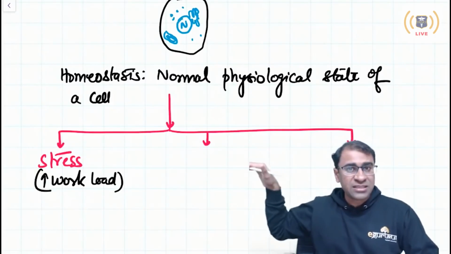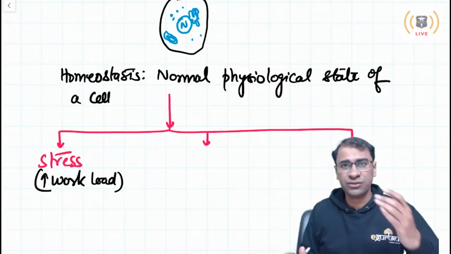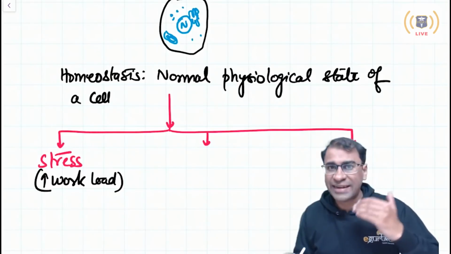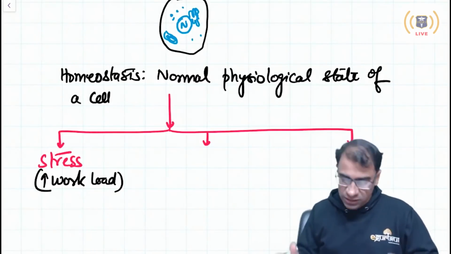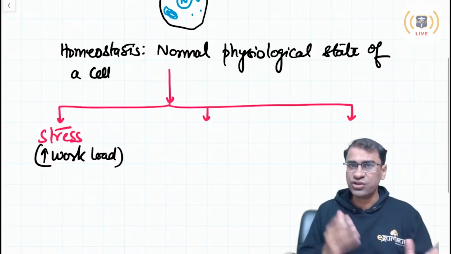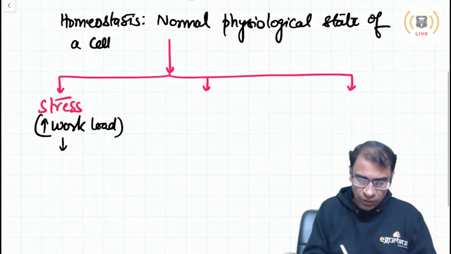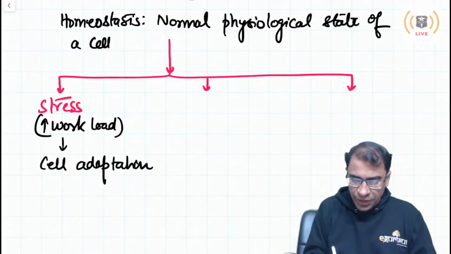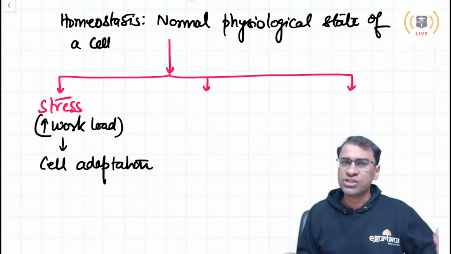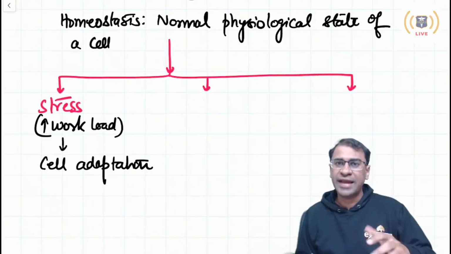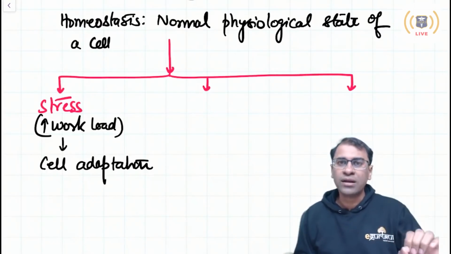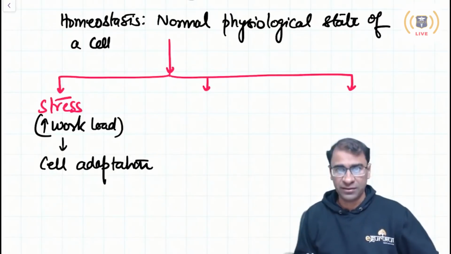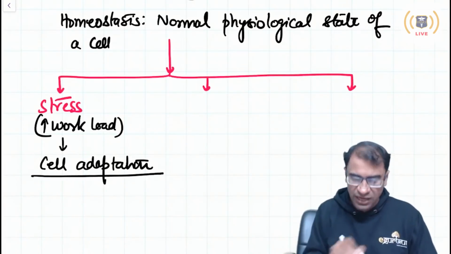Similarly, that MBA exam is a stress for you, and so you adapt to that MBA exam. You study more. Similarly, when a cell has a stress, an increase in workload, the cell undergoes cell adaptation. So adaptation is a new state of a cell in which it can modulate itself to work more or work differently. So what are the types of cell adaptation?